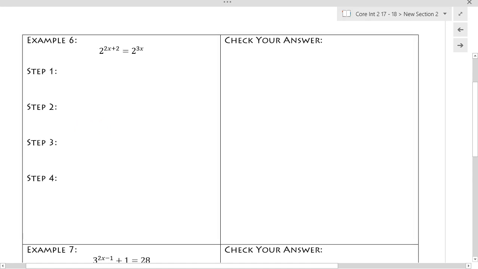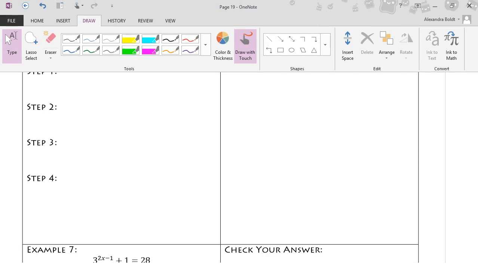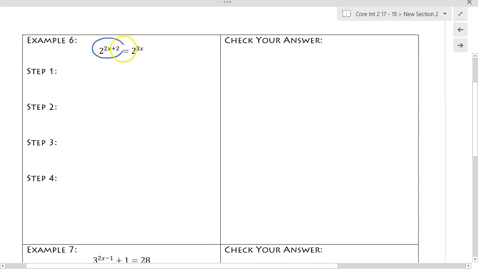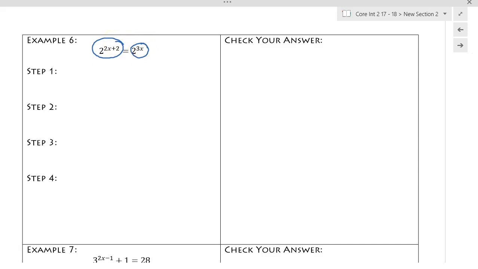Okay. I have 2 to the 2x plus 2 equals 2 to the 3x. This one's a little bit different. I have a base with an exponent on this side and a base with an exponent on this side. This is your one case where it is okay, right? If they're both alone, they don't have anything extra, it's fine. I don't have to do anything extra with this problem. I don't have to move them over or anything. Okay?